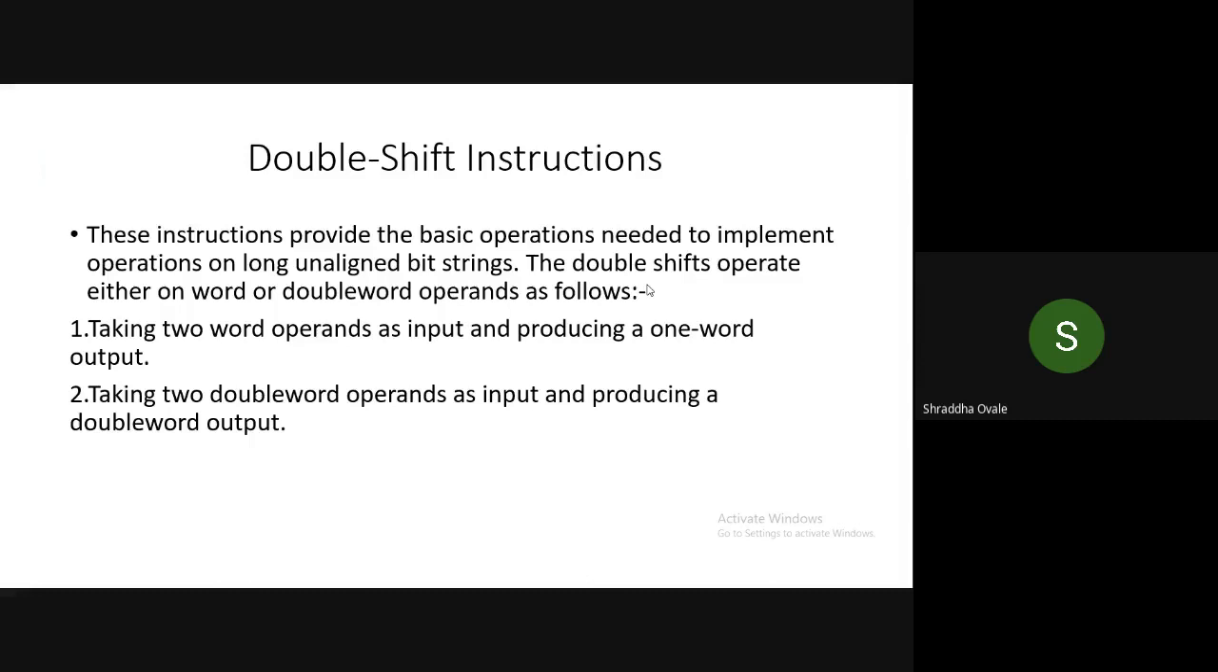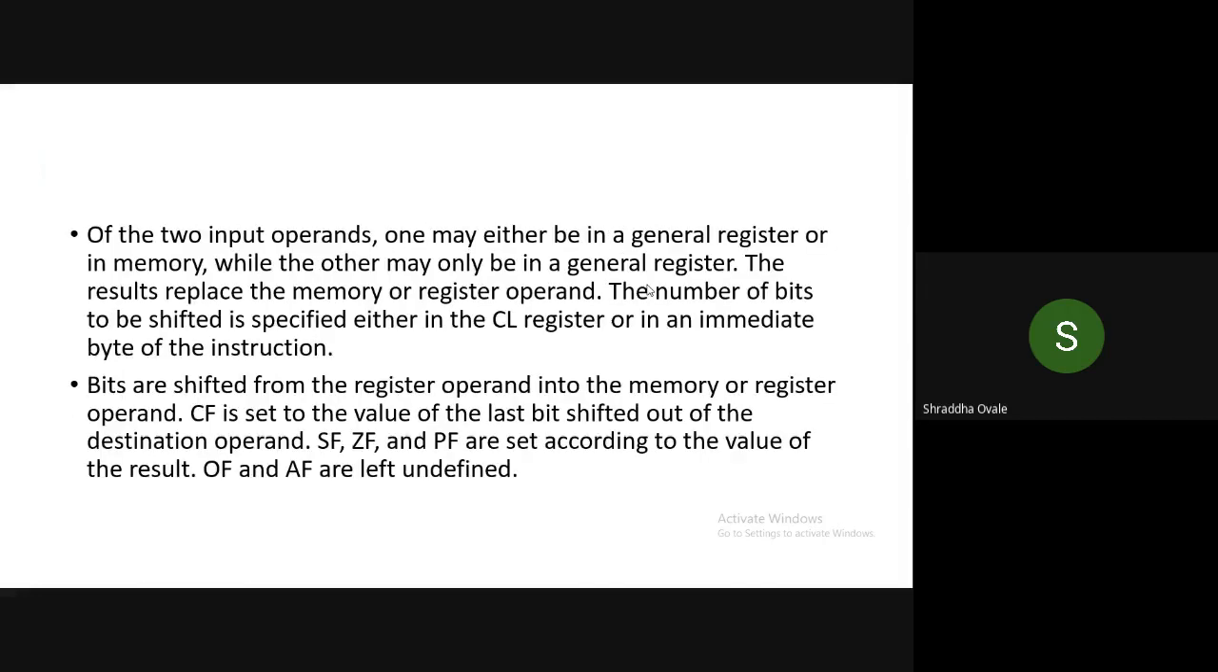And second, taking two double word operands as input and producing a double word output. Means in the first case, two words are the input and one word is the output. In the second, two double word operands are the input and a single double word is the output. Then now see what is written here: of the two input operands, one may either be in a general register or in memory.